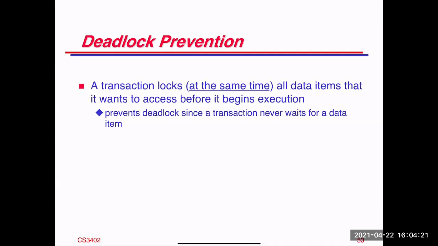So one strategy we actually already saw before. If a transaction simply locks all the locks for all the data items that it wants to access at the same time, like in one atomic step, before it begins its execution, then this will prevent a deadlock, okay? And the reason for that is that the transaction never waits for a data item while holding some locks.